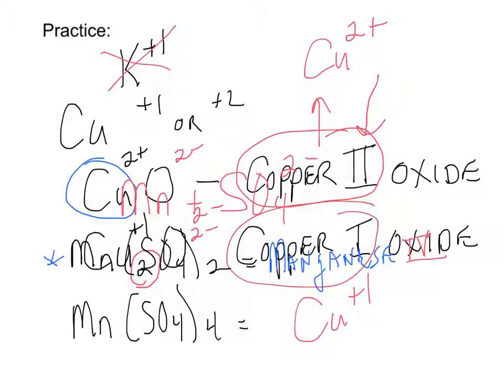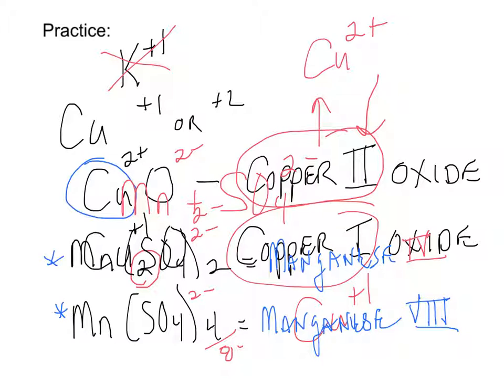Sulfate. However, this one down here has 4 of them. We still know that every sulfate has a 2- charge. This is a total charge of -8. So this one down here is going to be manganese 8. And that's how we can tell what the compound formula is.